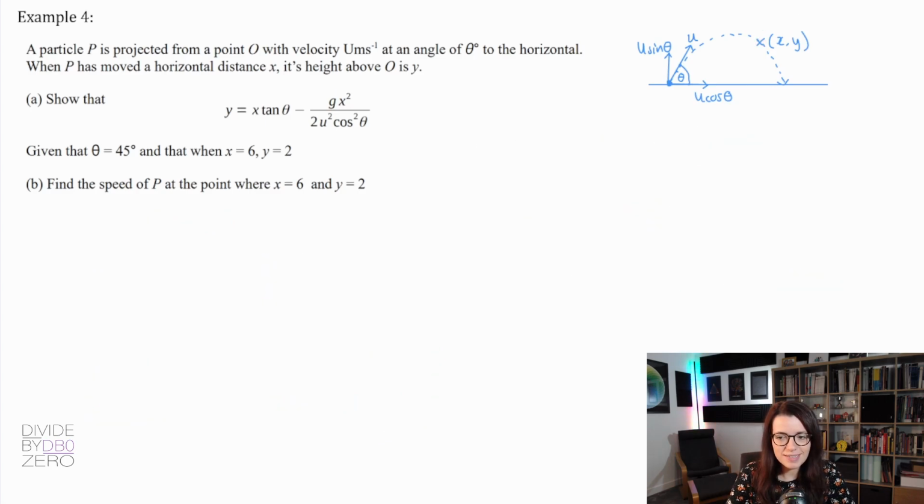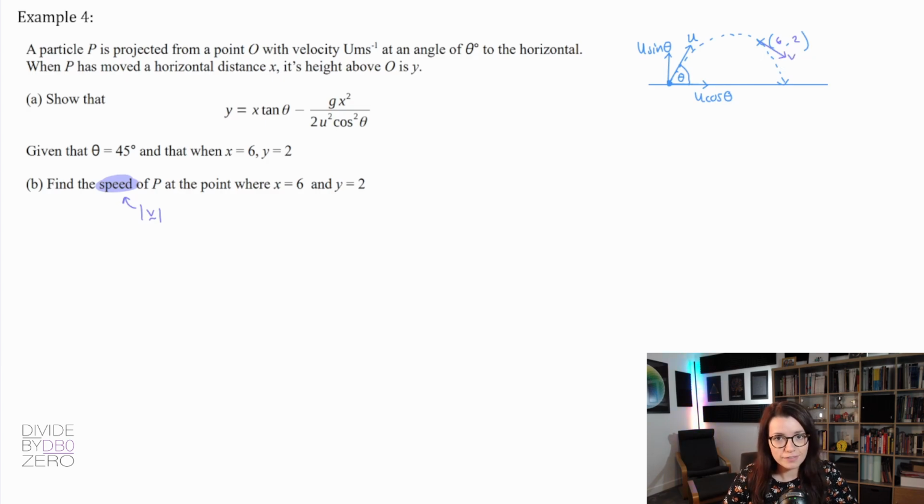B. Given that theta is 45 degrees and that when x equals 6, y equals 2, find the speed of P at the point where x equals 6 and y equals 2. So now if we look at the diagram again, we can replace the x and y with these specific x and y values, so 6 and 2. And they want the speed at that point. Speed will be the magnitude of the final velocity. And I'd be thinking about final velocity as a vector here, because it clearly has a direction.